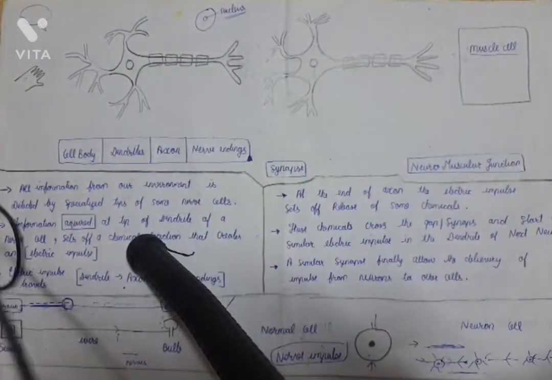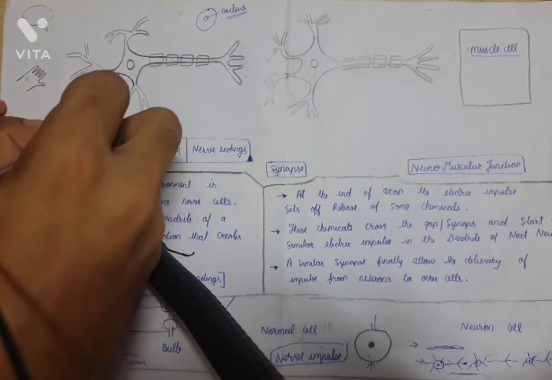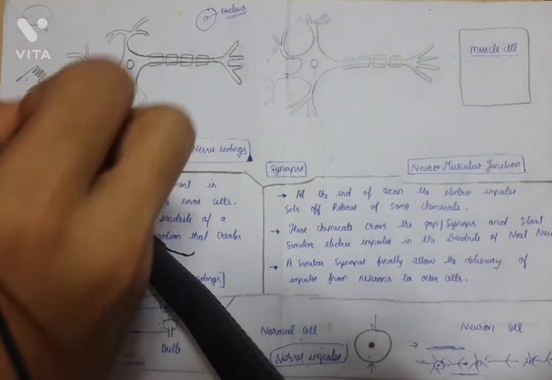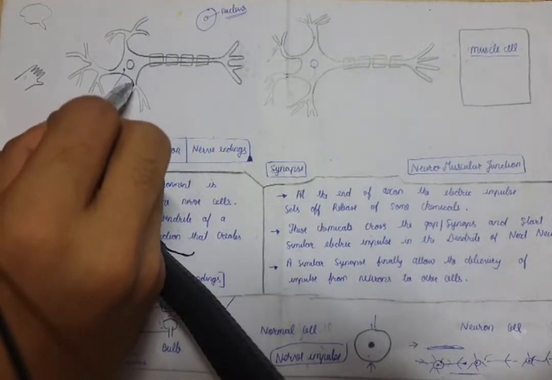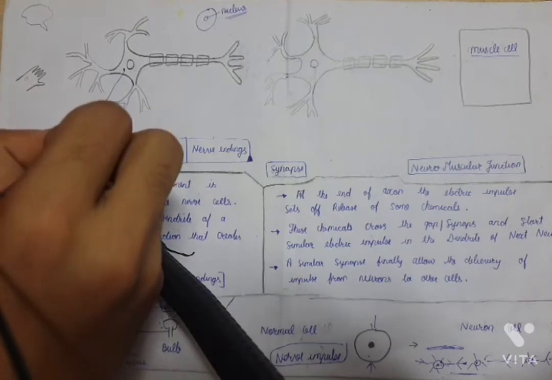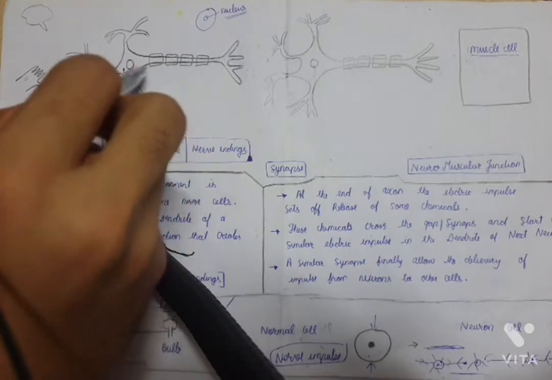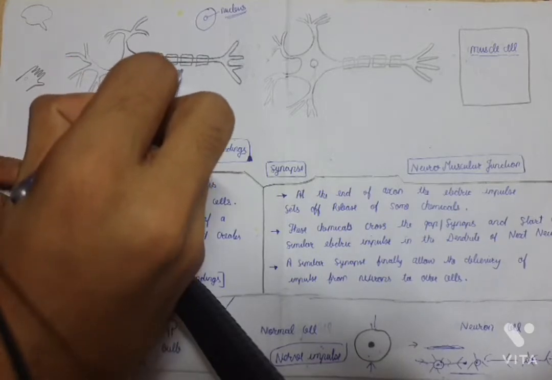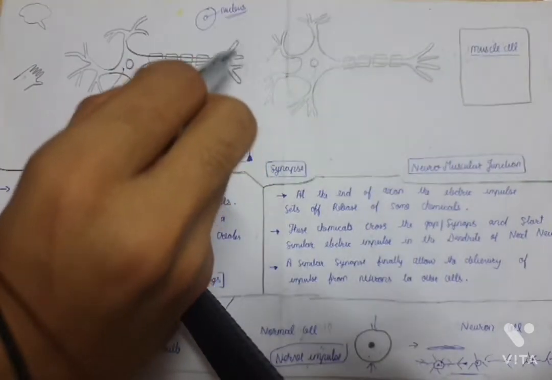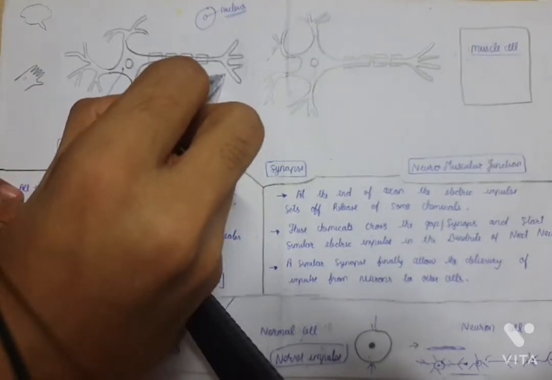Other parts of the neuron are: this center part is called the cell body of the neuron. These fibers that arise from this central part are called dendrites. This long part of the neuron is called the axon, and obviously the ending of the neuron is called the nerve endings.